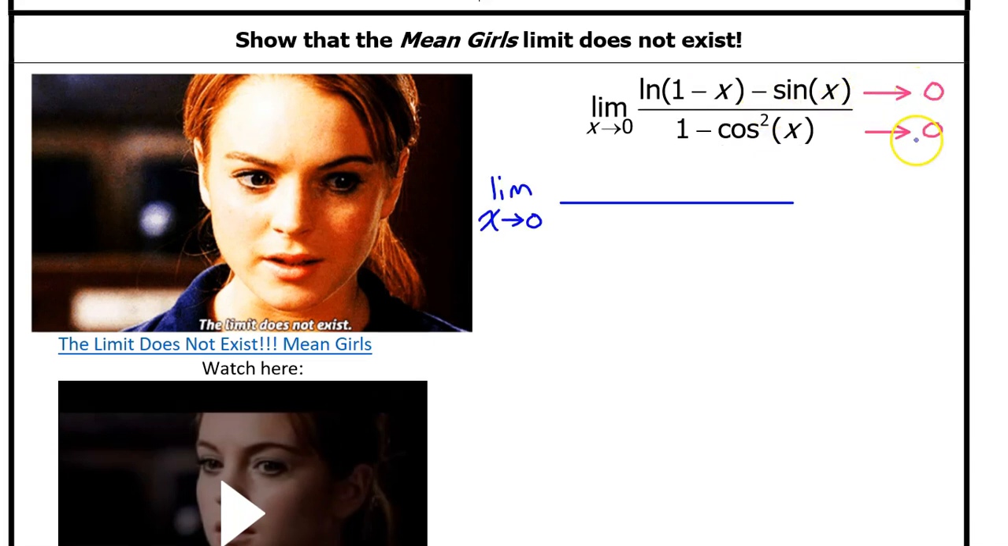Since the numerator and denominator are both approaching 0, we can use L'Hopital's rule, which says we can take the derivative of the numerator and the denominator without changing the value of the limit. By the way, make sure you show your arrow 0, arrow 0. This is mandatory. Here's a memorized rule for your flashcards.